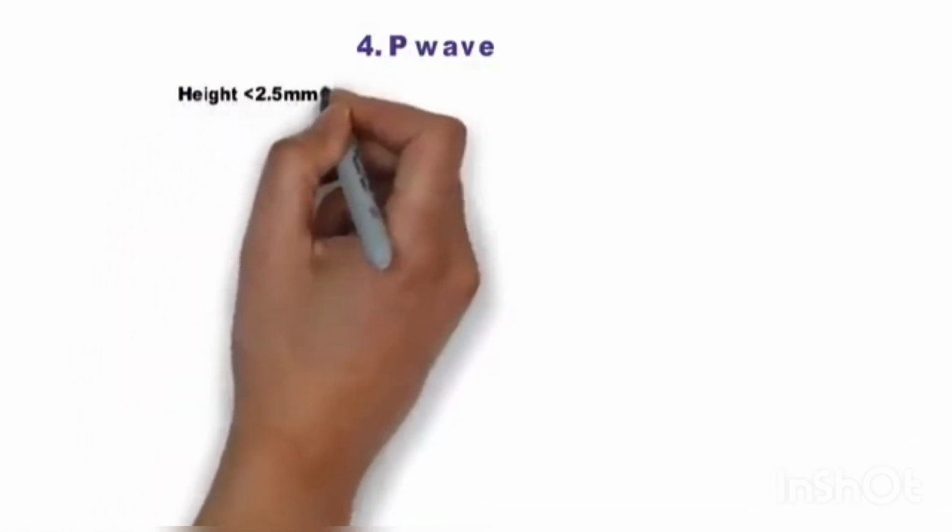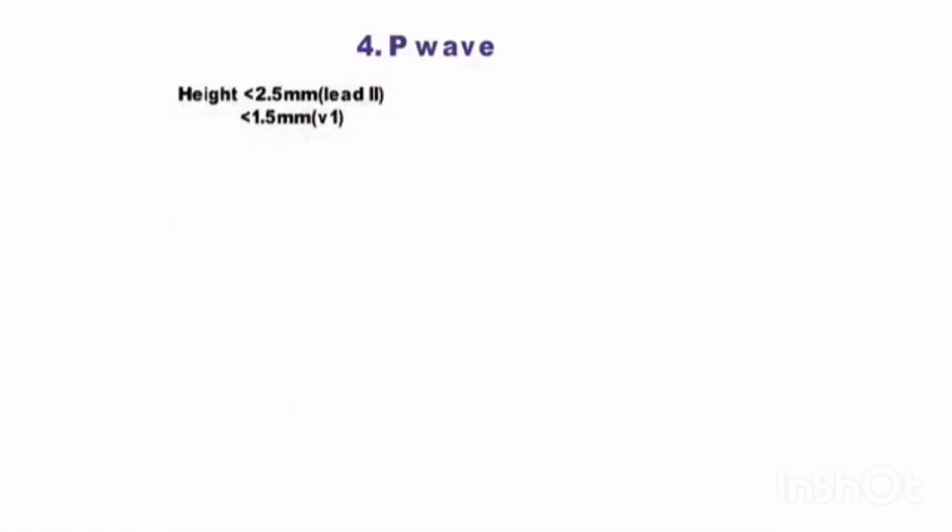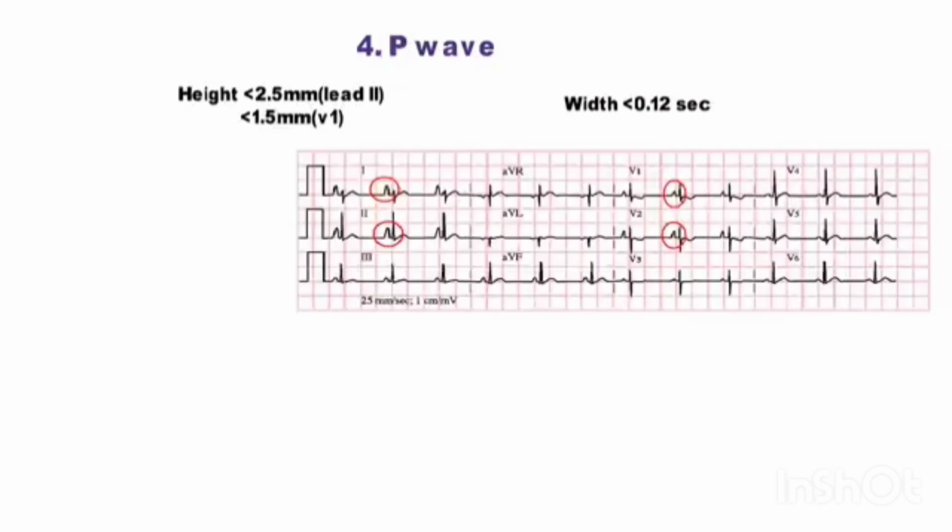Step 4 is P wave. First of all, see whether P wave is present or not. If present, see the morphology. For P wave morphology, we'll look at lead 2 and V1. Height of a normal P wave is less than 2.5 mm in limb leads and less than 1.5 mm in precordial leads, and the width should be less than 0.12 seconds.